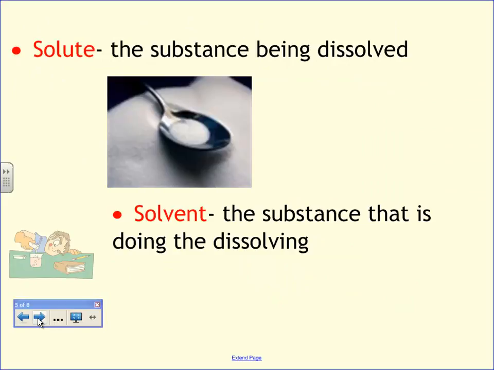Now, when we make a solution, there are two terms that we really need to get in our head, and these are the solute and the solvent. The solute is the thing that you are dissolving, and the solvent is the thing that's doing the dissolving.